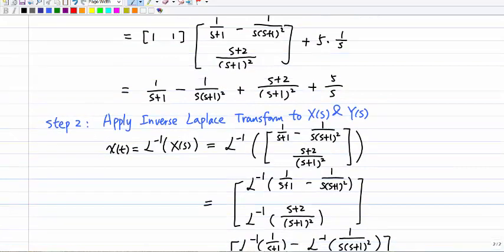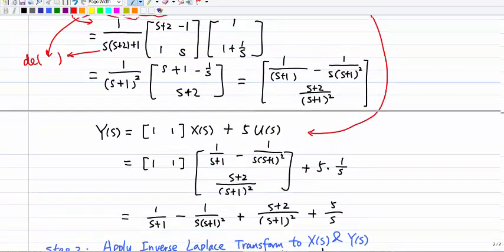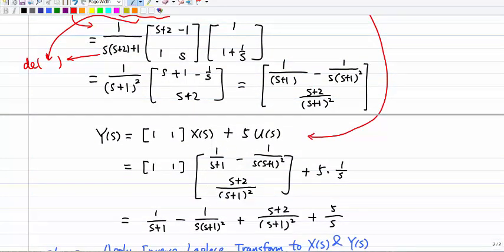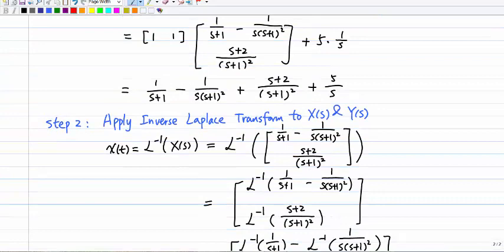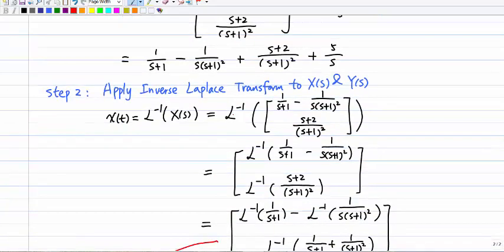So x(t) is just equal to the inverse Laplace transform of X(s), which we just computed right over here. This is my X(s). Once we do that, we can apply the inverse Laplace transform on both entries. It's L inverse of (s plus 1 minus 1) over (s plus 1) squared, which is L inverse of (s plus 2) over (s plus 1) squared.